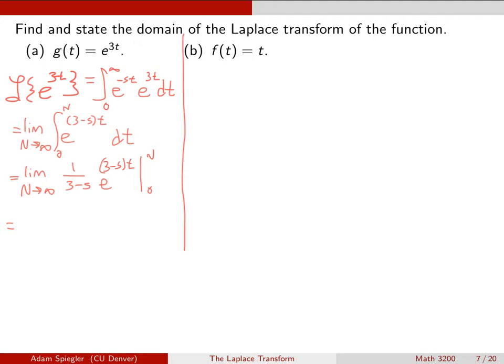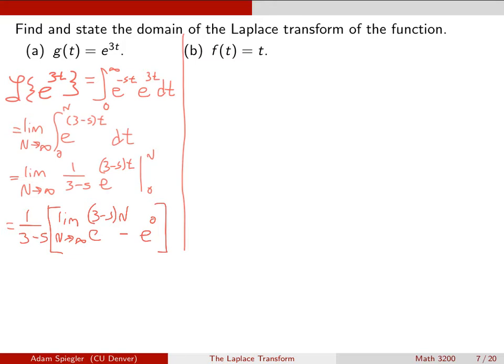So I could actually go ahead and pull out this 1 over 3 minus s, because it doesn't depend on t. And then we're going to multiply this by what I get when I plug in the upper limit, and then subtract what I get when I plug in 0, which is going to be e to the 0.